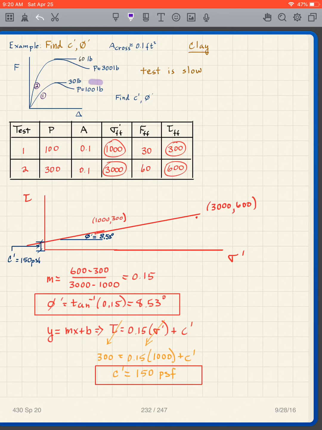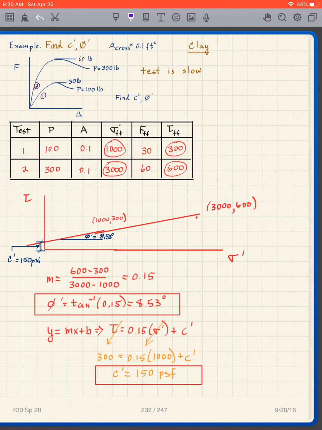So I've run 2 tests. I run one test at P equals 100 pounds, and I get that curve. I run another test on the same soil, not the exact same soil, but the same soil type, a different part of the sample or a different sample of the same material. I run the second test at 300 pounds, I get this. Here I have a peak of 30 pounds, here I pick a peak of 60 pounds, and my goal again is to get c prime and phi prime.